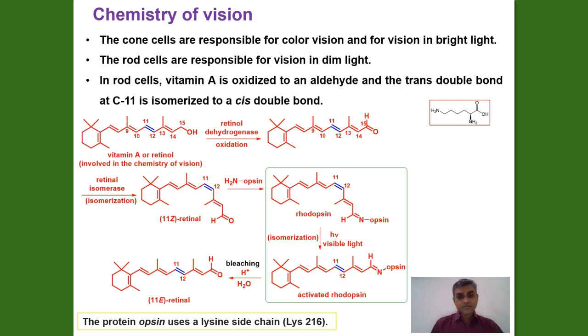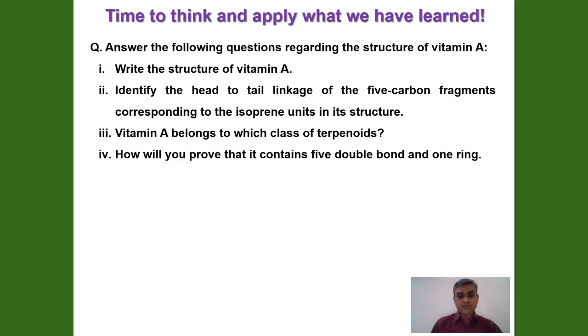Now, after completing this discussion on vitamin A, it's time to check our progress by solving some problems on vitamin A. Here some of the problems are listed. In the first problem, a student is asked to write the structure of vitamin A. Then the application of the isoprene rule is to be demonstrated by identifying the 5 carbon atoms of the isoprene unit and how they are connected head to tail. It belongs to which class of terpenoid, and how it is proved that it contains 5 double bonds and 1 ring. We have already discussed this in the initial stage of our lectures.